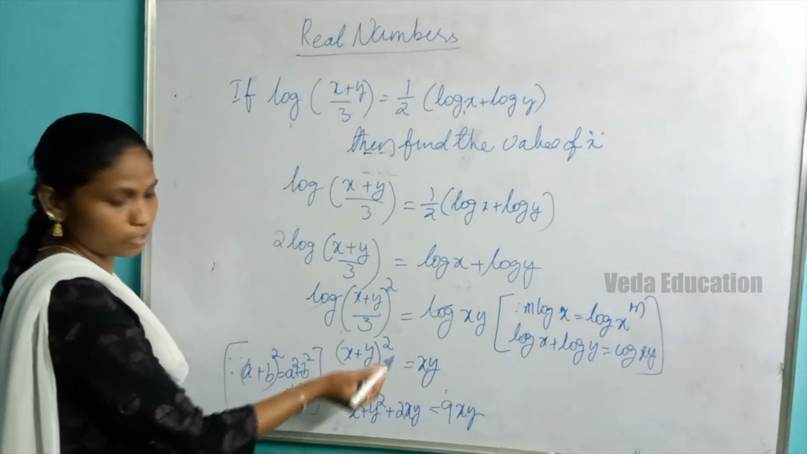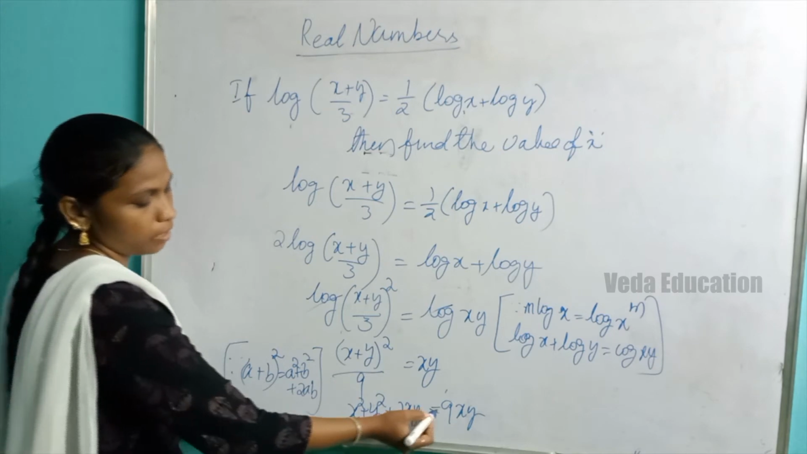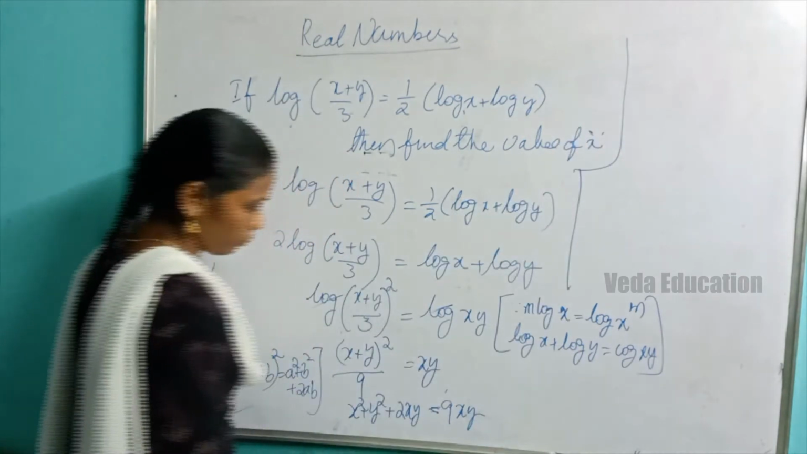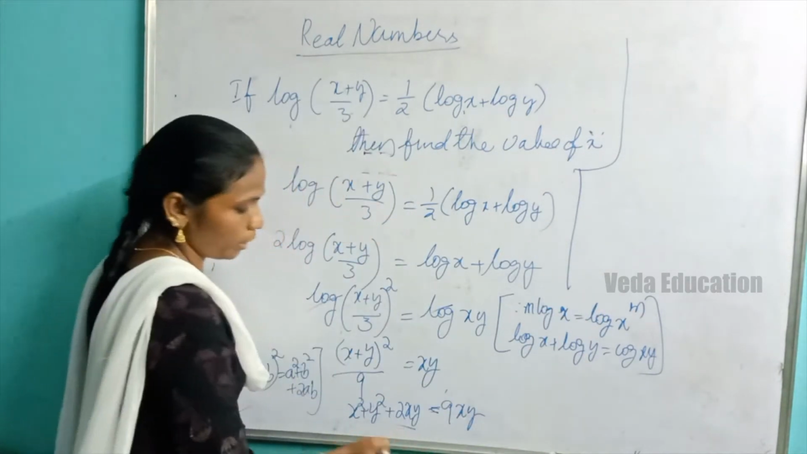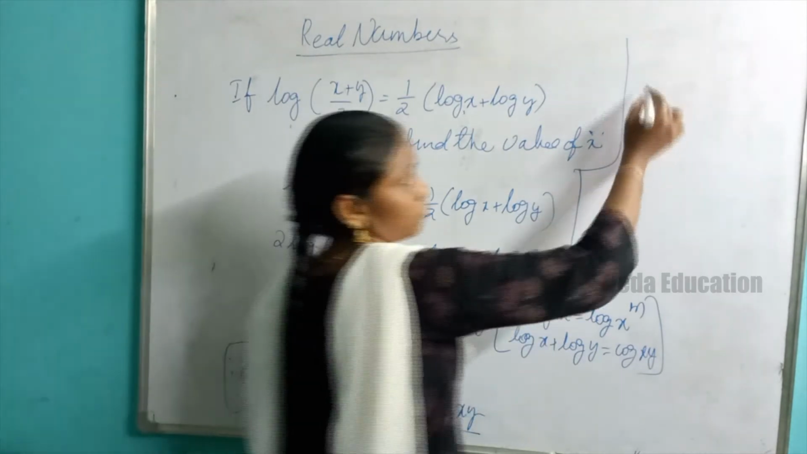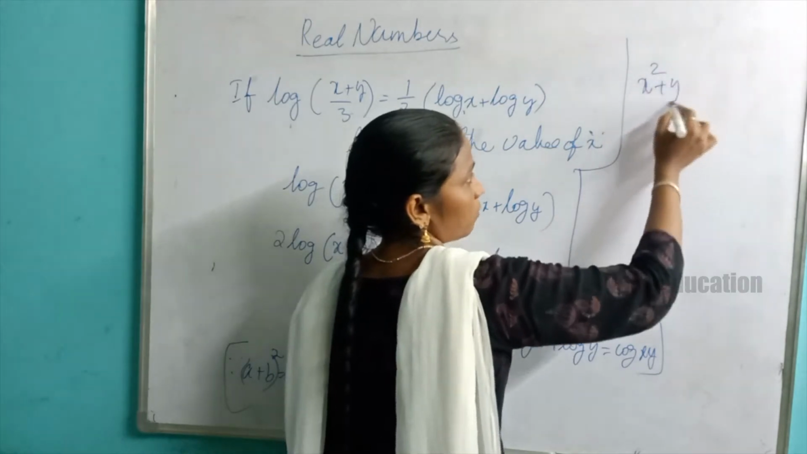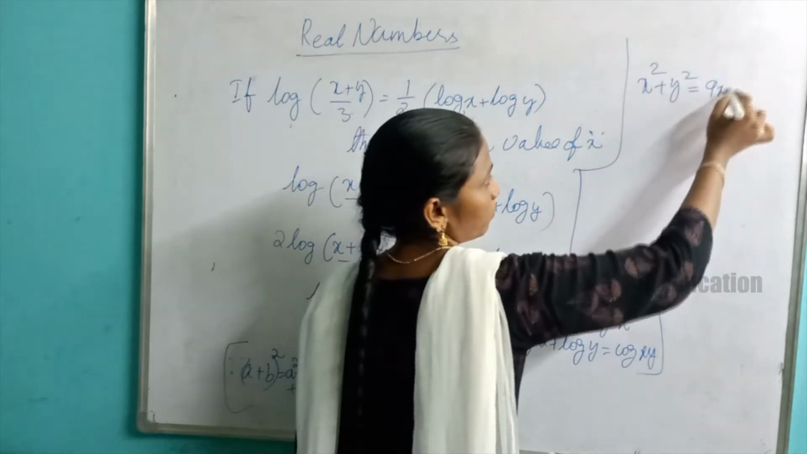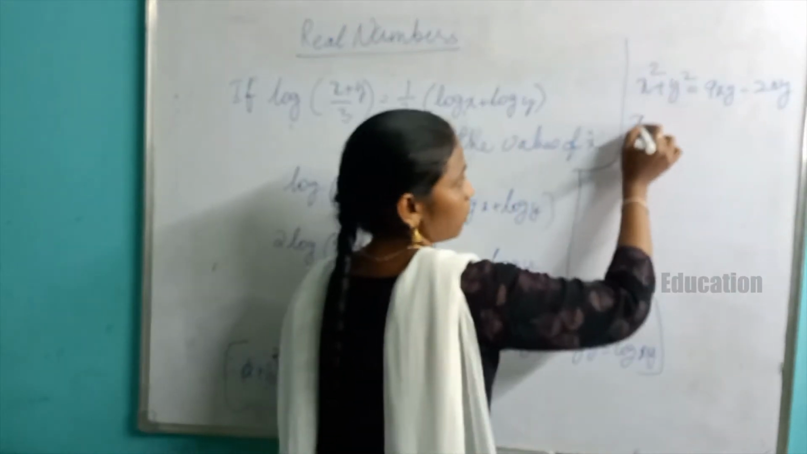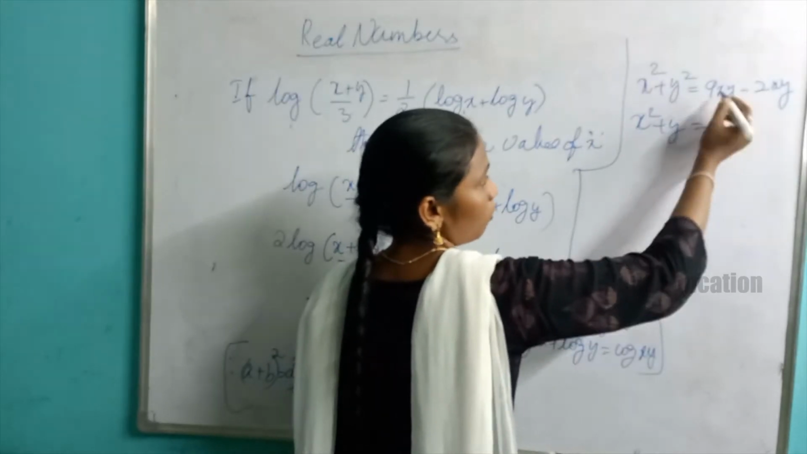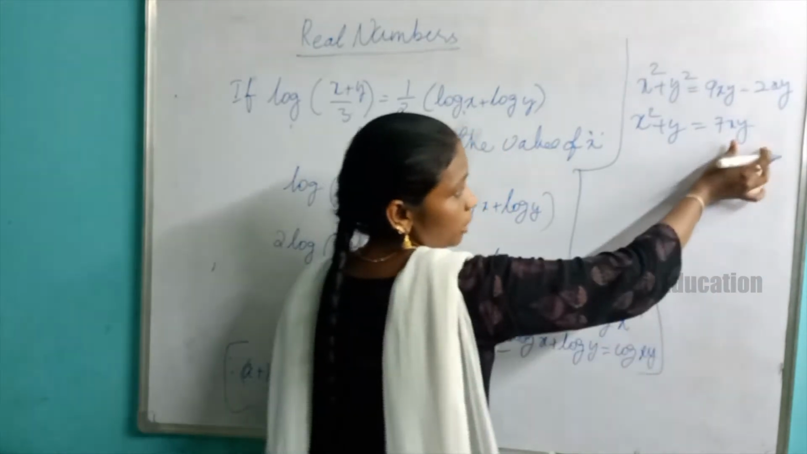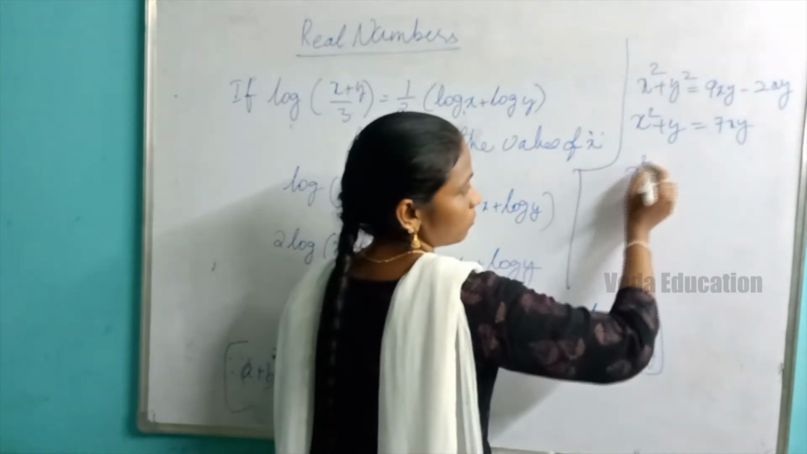Here we have (x plus y) whole square, so x square plus y square plus 2xy equal to 9xy. Now here we have 2xy and 9xy. These two are like terms. So this one transfers to the right side. x square plus y square equal to 9xy minus 2xy. Okay. x square plus y square equal to how much? 9 minus 2, you will get 7. 7xy. Got it?